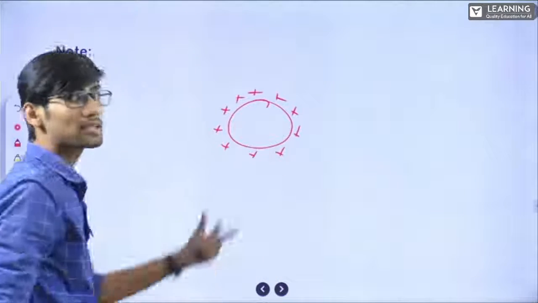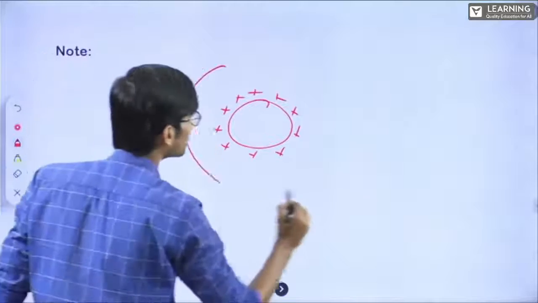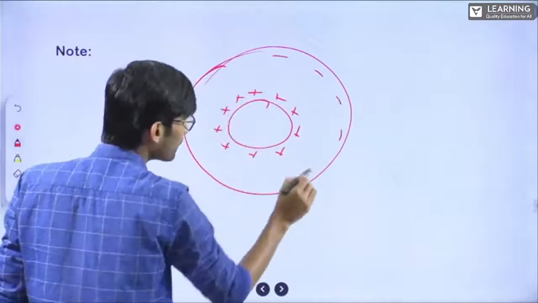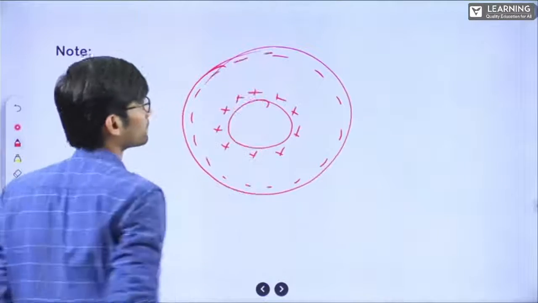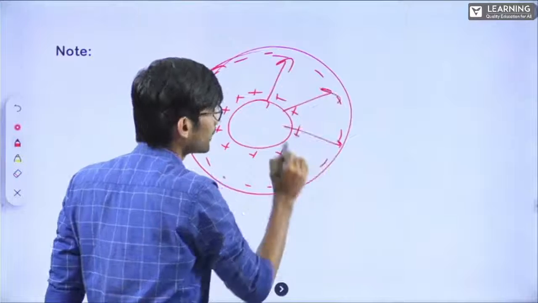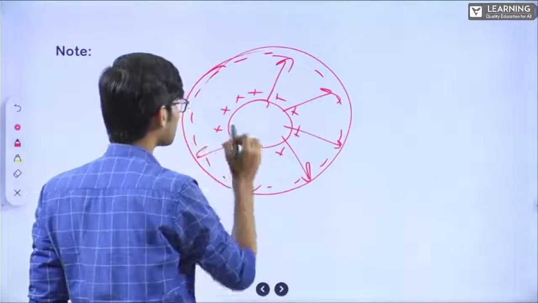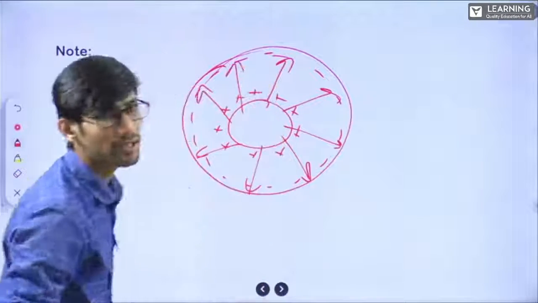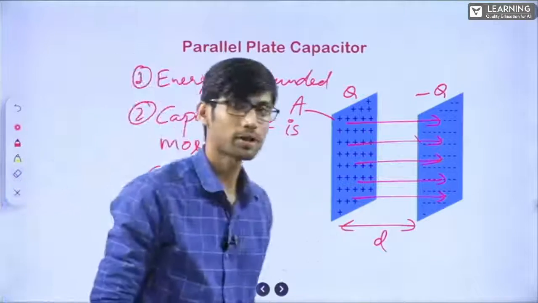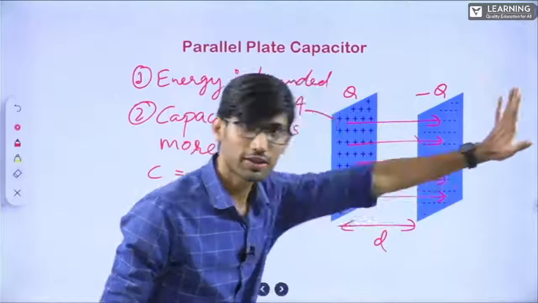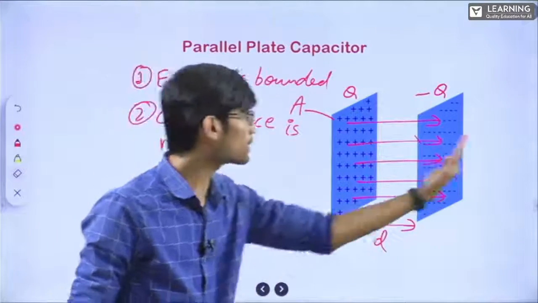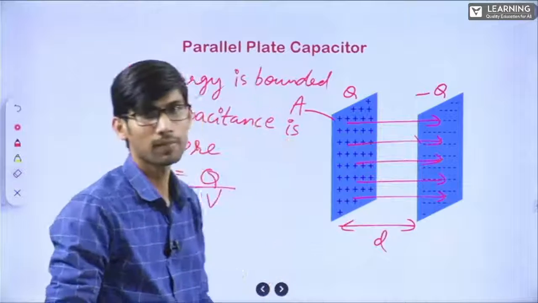In a spherical capacitor also we can bind the energy. See here, we can make the energy bounded. If I bring this surface closer, now the electric field lines are bounded, correct? But still we don't use a spherical capacitor because of certain reasons. Here, the same thing. This negative plate was at infinity for the spherical capacitor. Now I brought it closer. Since I brought it closer, now the electric field lines are bounded.